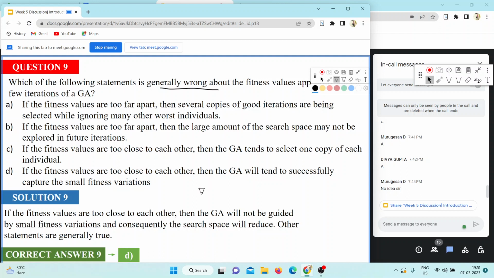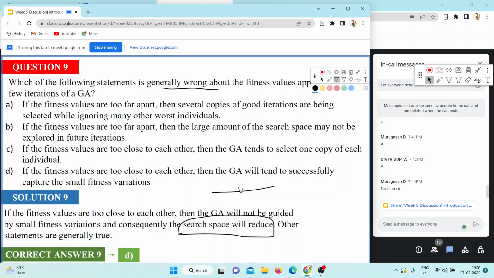Now, if fitness values are too close to each other, GA follows two things. One is population diversity, and the other is selection. So population diversity will be maintained if GA is not guided by small fitness variation, meaning your variation should be more, then only your GA will give you good results, because it will search the entire space.